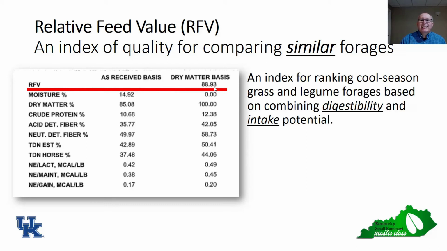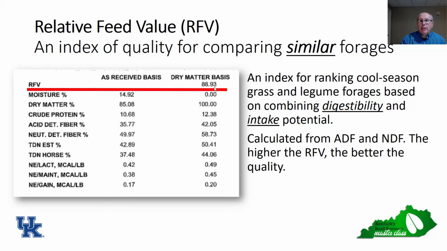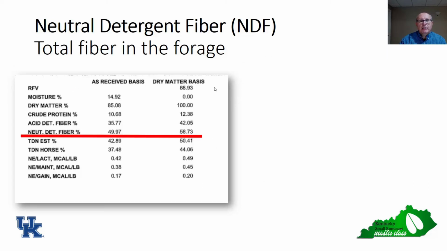So RFV is an index for ranking cool season grass and legume forages based on combining digestibility and intake potential. And we do that by calculating the digestibility estimate and the intake estimate from ADF and NDF. The higher the RFV, the better the quality. The RFV of full bloom alfalfa was set to about 100. And now let's come to the fiber numbers themselves.